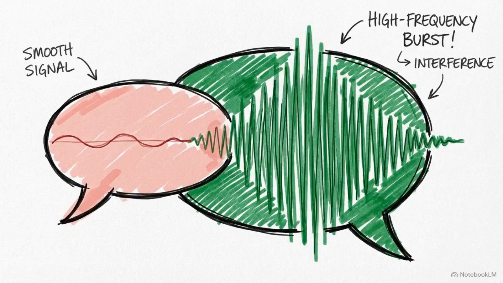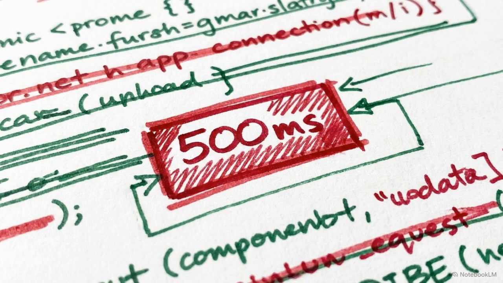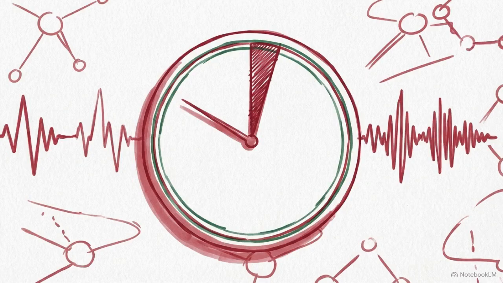If you notice the AI interrupting you or talking over your sentences, you need to adjust the voice activity detection settings. By increasing the silence detection buffer in your session configuration, the model waits a fraction of a second longer to make sure you are actually done speaking.